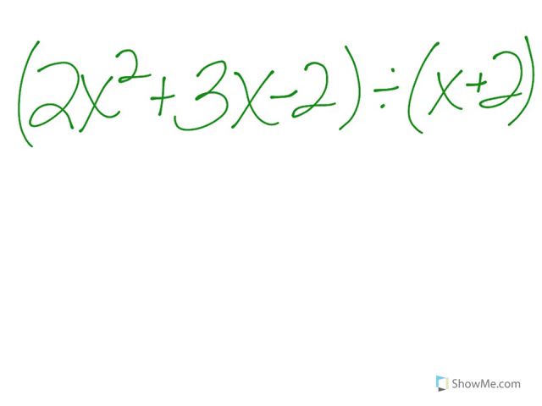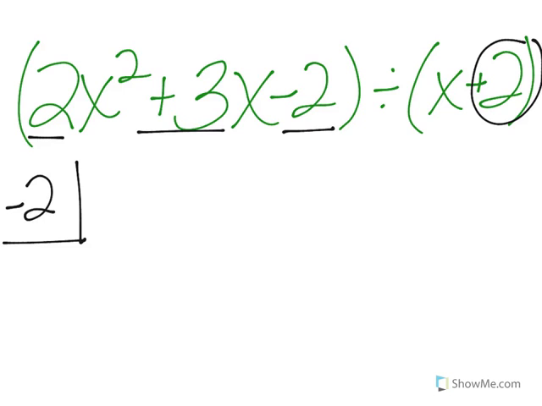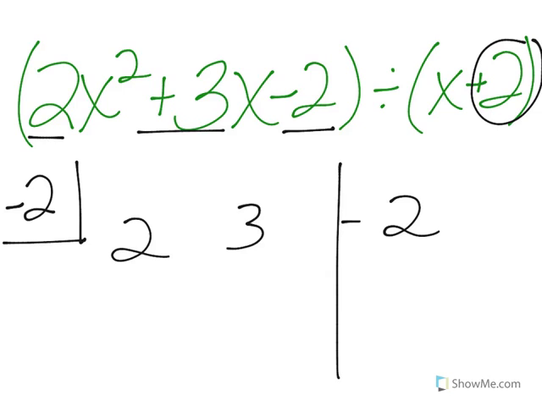Okay, so here we have 2x squared plus 3x minus 2 divided by x plus 2. So I'm going to set it up again. In this little box, I should have the opposite of this. So I should have negative 2. And I'm going to write down all my coefficients. And I have 2, 3, negative 2. We're going to draw our happy little box. I made that a little too small. Just going to go ahead and erase that. And here we go. I just like to leave room.